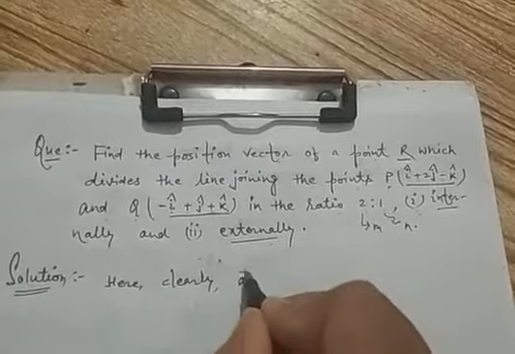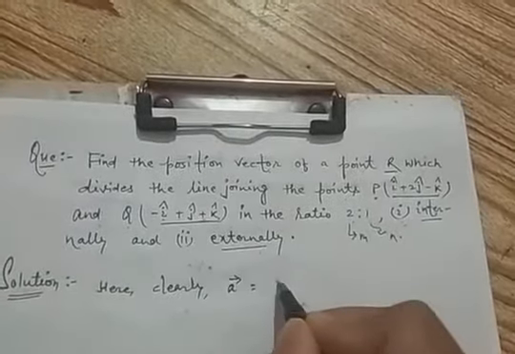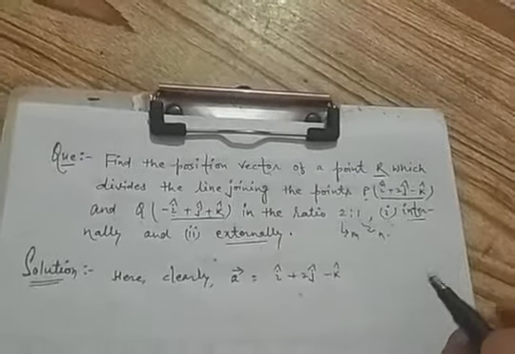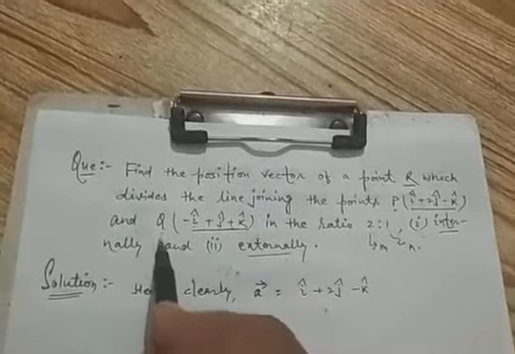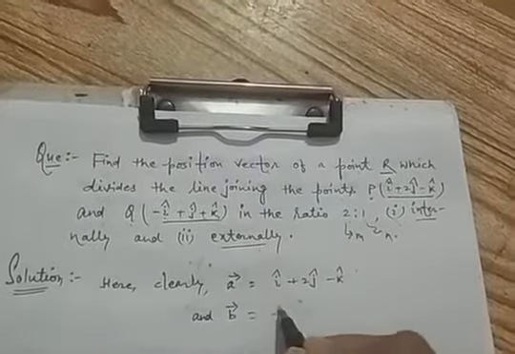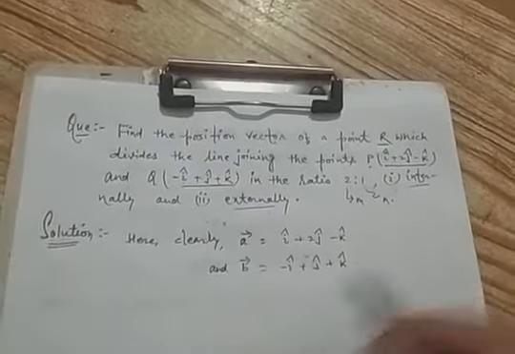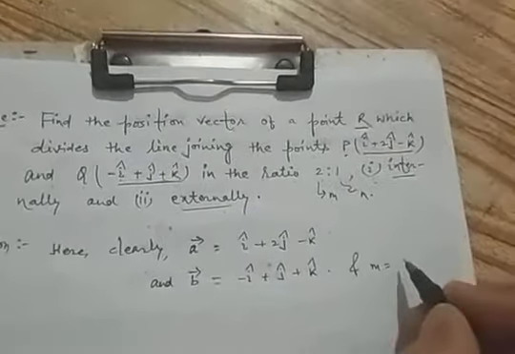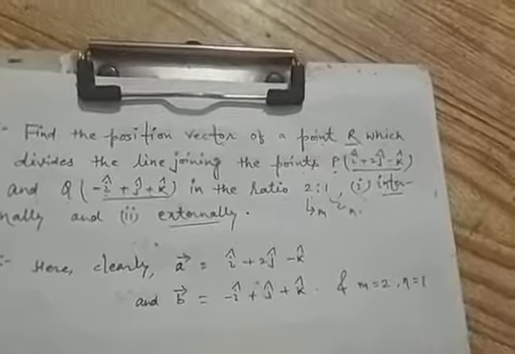vector A, that means the position vector of P, is equal to i cap plus 2j cap minus k cap, and the position vector of Q, say B, is equal to minus i cap plus j cap plus k cap, and m is equal to 2 and n is equal to 1.